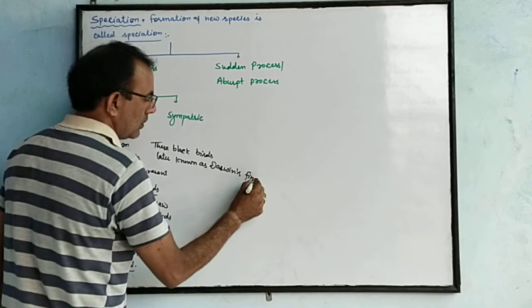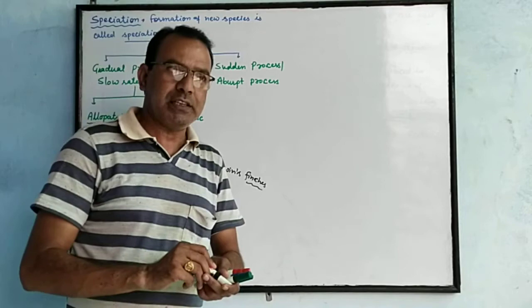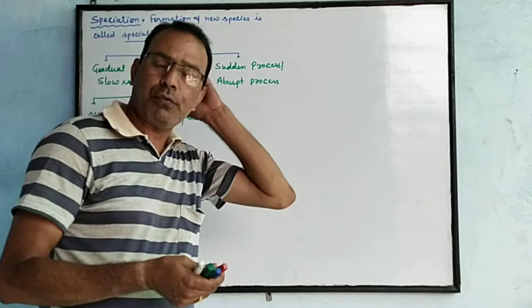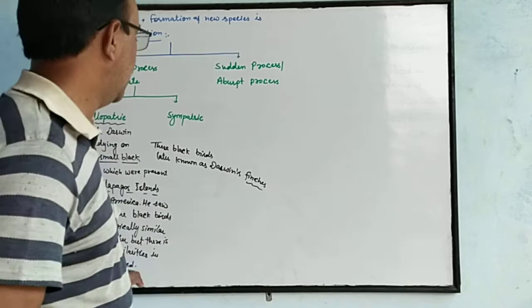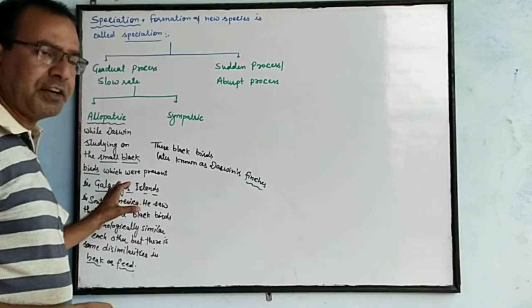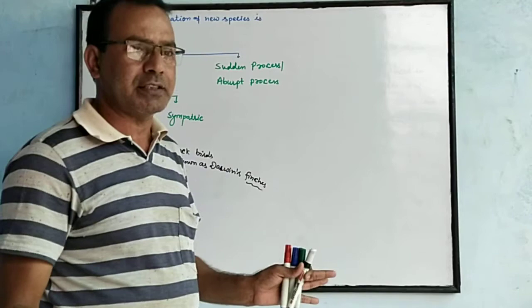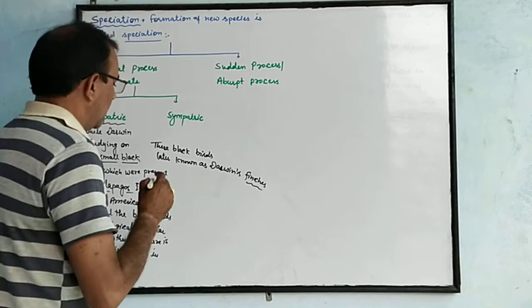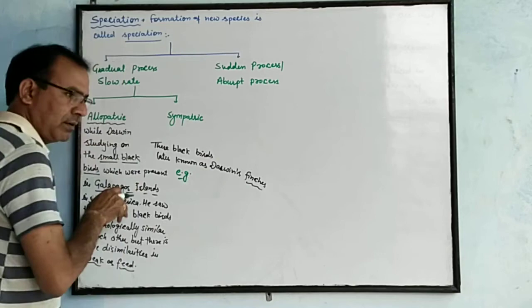While he was studying in the island of Galapagos in South America, he saw that there were small black birds which are morphologically similar to each other, but they have major dissimilarities in beak on the basis of feed. He called it allopatric evolution. It means the organisms which are similar and found in different continents relate to allopatric. One more example. These blackbirds are later known as Darwin's finches.